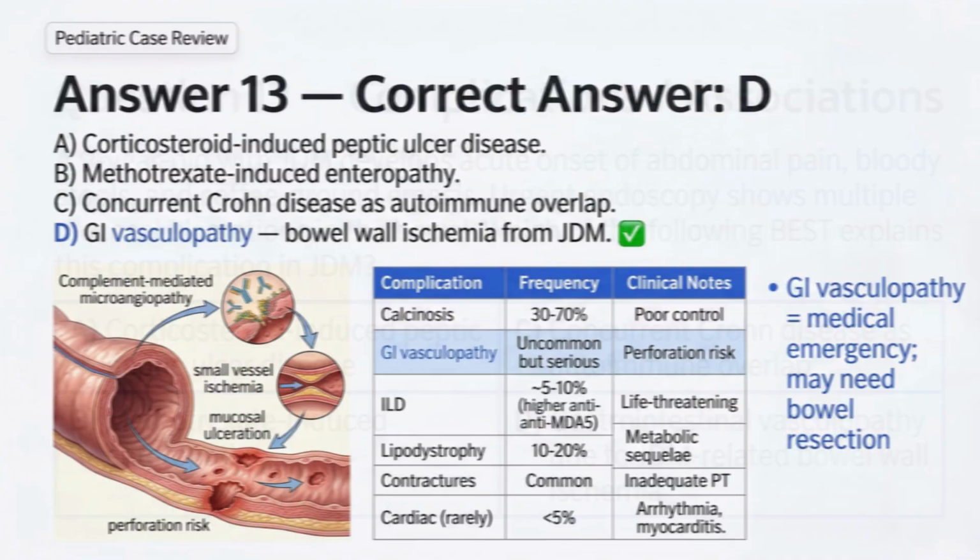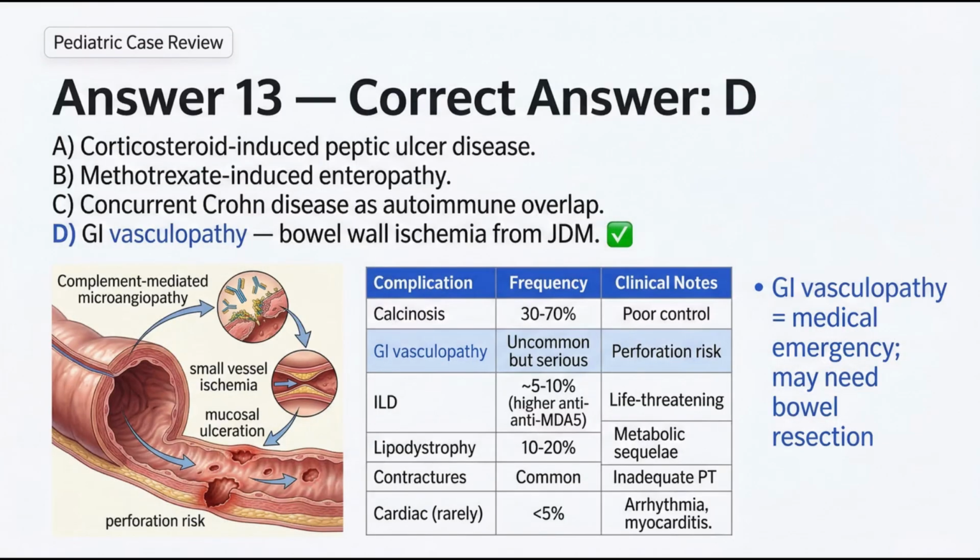The correct answer is option D, gastrointestinal vasculopathy due to juvenile dermatomyositis-related bowel wall ischemia. The same complement-mediated microangiopathy that destroys muscle capillaries can affect small vessels in the bowel wall, causing mucosal ischemia and ulceration. Gastrointestinal vasculopathy is uncommon but represents a serious and potentially life-threatening complication of juvenile dermatomyositis that may require emergency surgical bowel resection if perforation occurs.